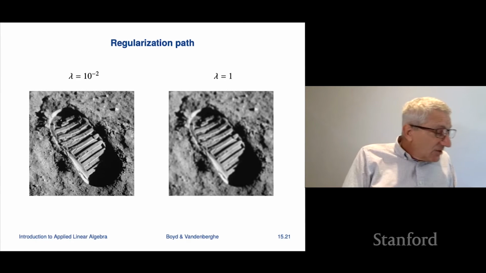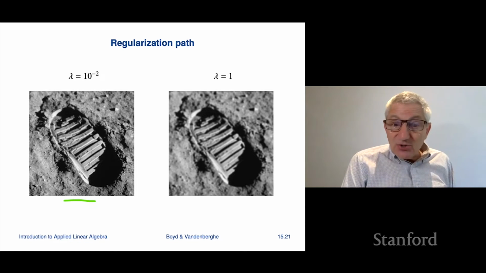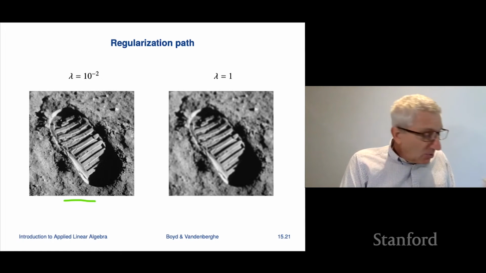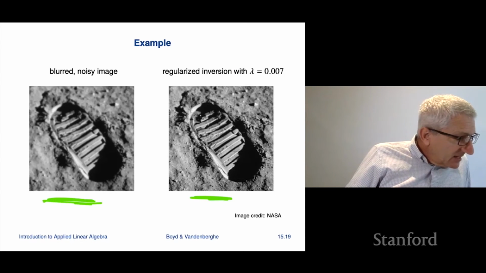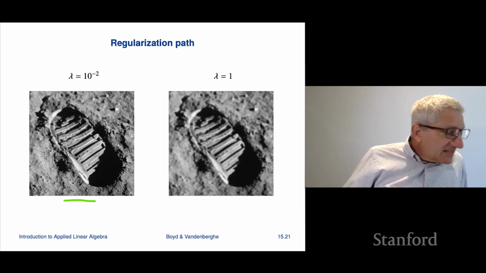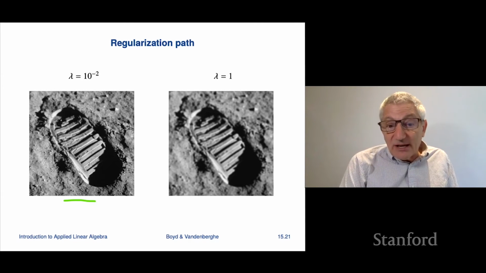Okay, here you go, increasing lambda. This is 10 to the minus 2. The good news is you don't see any more of that little speckle stuff. But it is definitely better than the original blurred image. So you're still getting some deblurring at 10 to the minus 2.